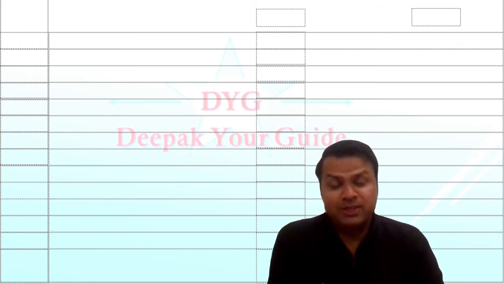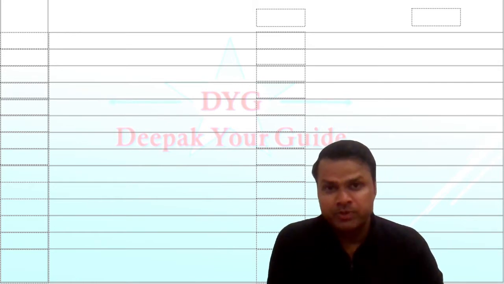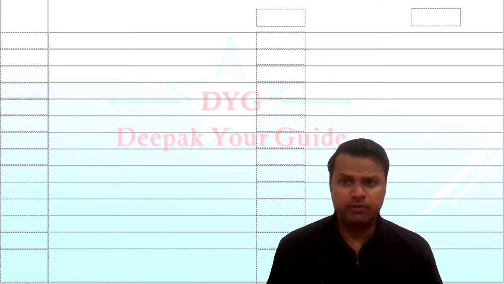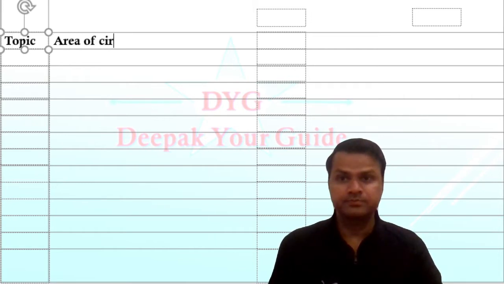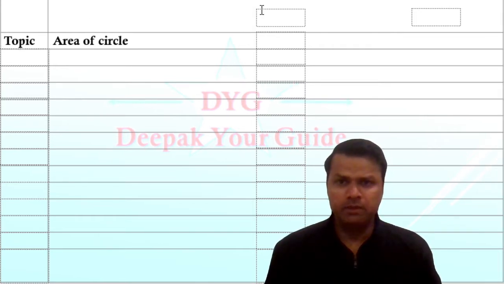Now we will solve the questions of exercise 12.1, which is chapter 12, area related to circles. But before we get into solving the questions, there's one more topic that we want to discuss. And that topic is we want to understand what is the area of a circle, what is the formula, and how do we calculate it. So let me quickly make a circle here.